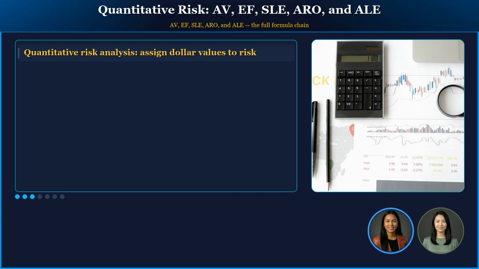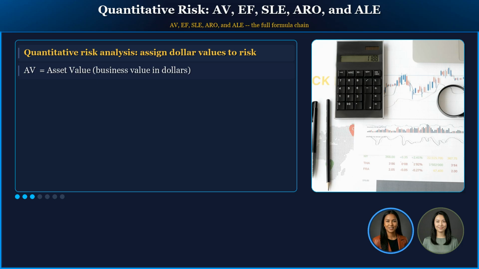Quantitative risk analysis assigns real dollar values to potential losses. Every term in this chain appears on the CISSP exam, usually in scenario questions where you must calculate or interpret a result. Let me walk through each one in order. Asset value is the monetary value of the asset. This is not just replacement cost, it is business value.